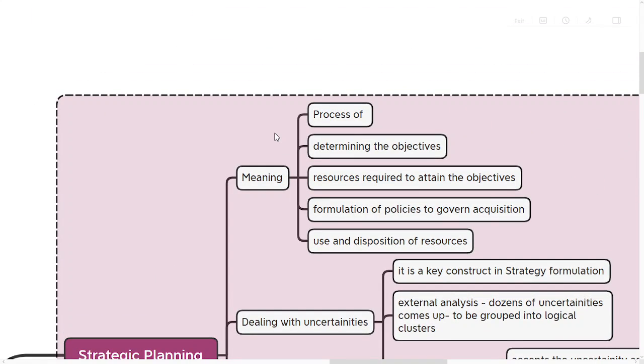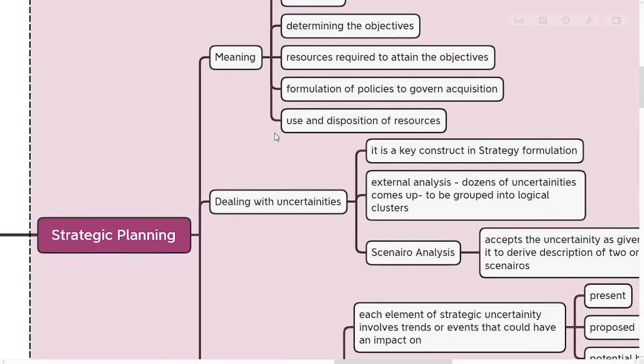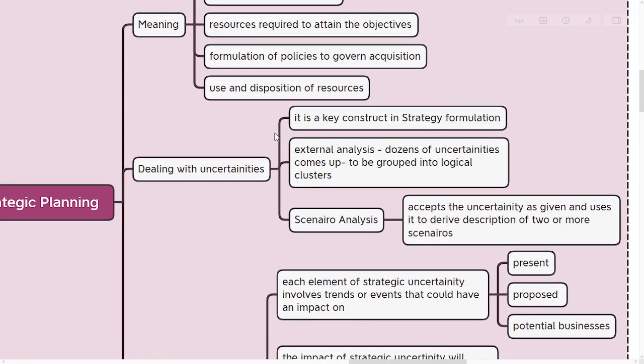Process of determining the objectives, resources required to attain the objectives, formulation of policies to govern acquisition, use, and disposition of resources. Dealing with uncertainty is a key construct in strategy formulation.